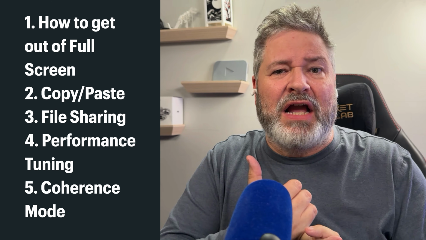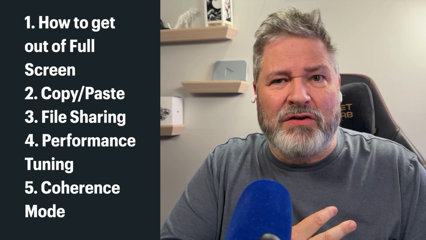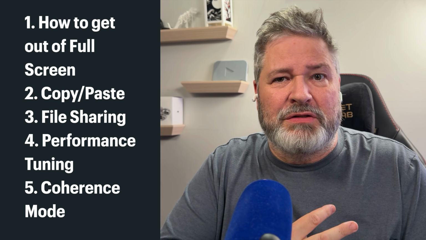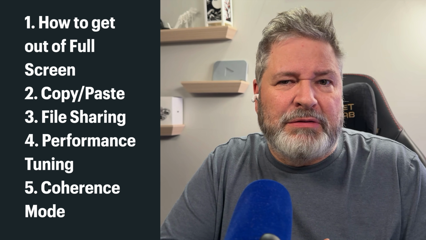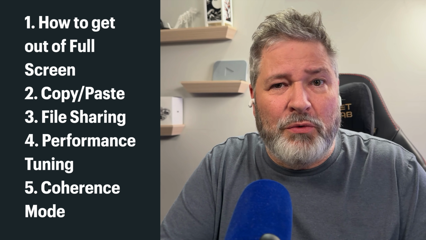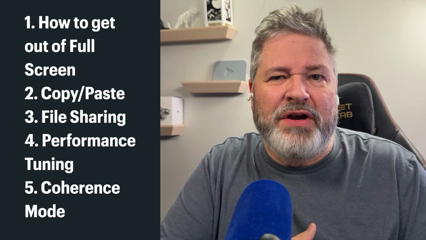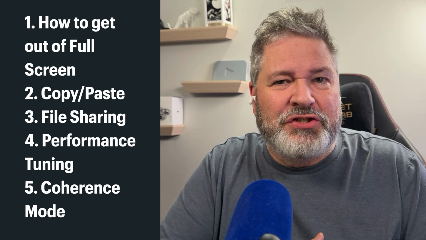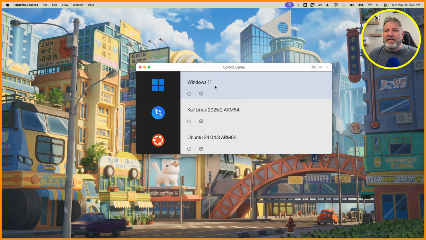I'm going to talk about how to copy and paste between Windows and Mac. I'm going to talk about how to transfer files back and forth between Windows and Mac. Then I'm going to talk about performance issues and how you can optimize your VM to run faster or slower depending on what you need. And last, I'm going to talk about Coherence. Coherence is a cool feature that you're going to love, and we'll talk about the magic of that later. So here we are, and I'm going to start Windows.